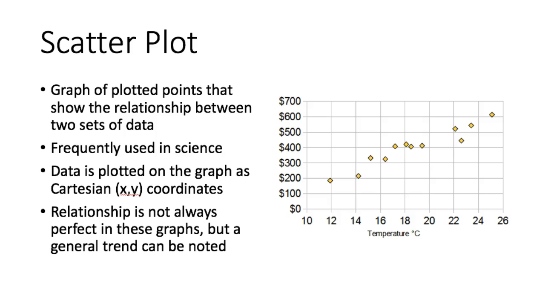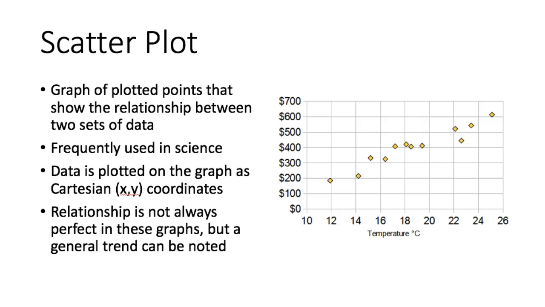The other type of graph that we use commonly in science is a scatter plot. This is a graph of plotted points that shows the relationship between two sets of data. The data is plotted on the graph as Cartesian coordinates or XY coordinates. The relationship is not always perfect in these graphs, but typically there's a general trend line. So if we look here at this graph, we can see that in general the data shows an increase, but some of these data points kind of fall out, like right here, this data point, it drops down a little bit. So it's not perfect, but we can find a general trend.